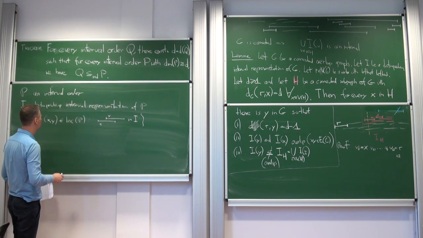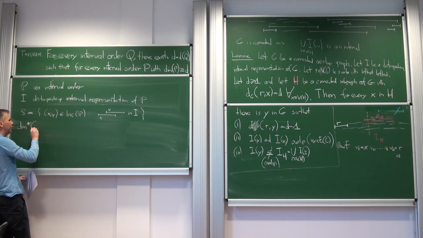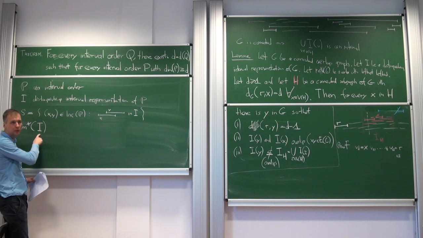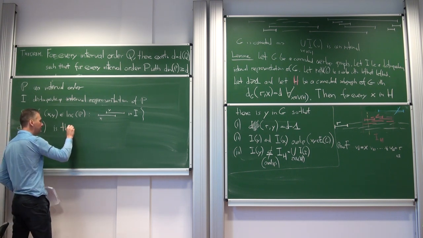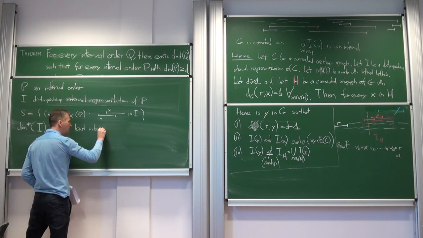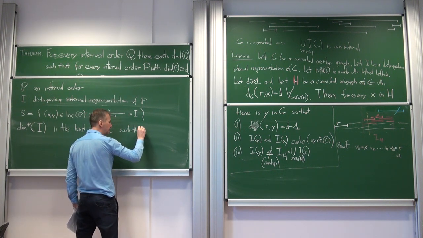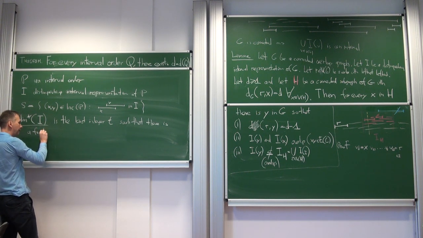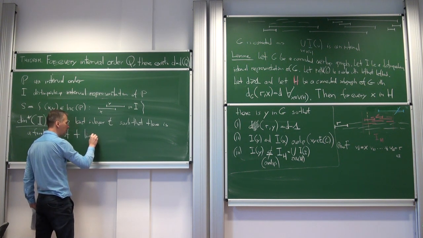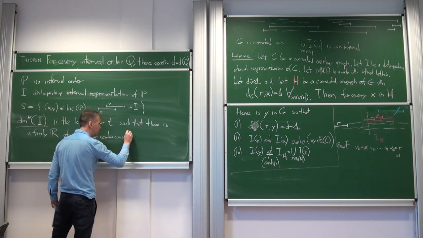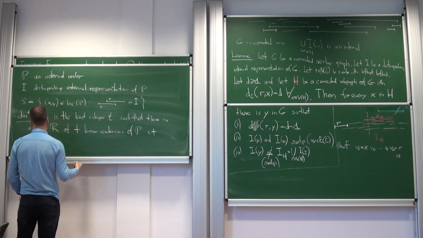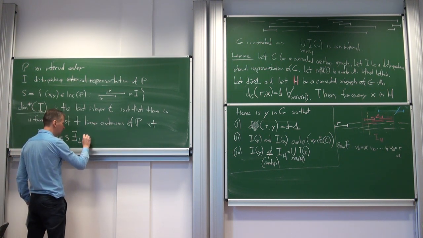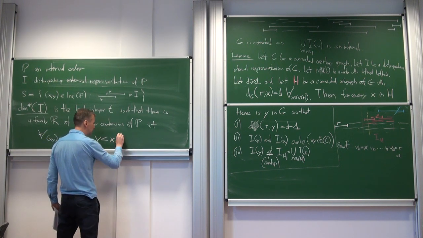And now let's introduce notation. So let's call dim star of I, this is built on the interval representation, so I'm not putting here a poset, but the interval representation, the least integer t such that there is a family R of t linear extensions of P such that for every XY in S there is a linear extension in R that reverses it. So Y less than X in L.